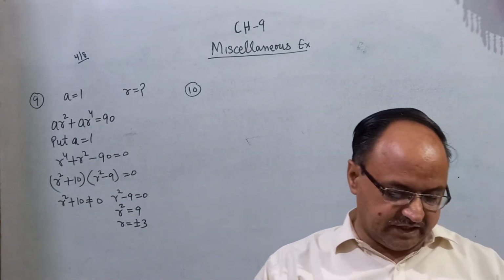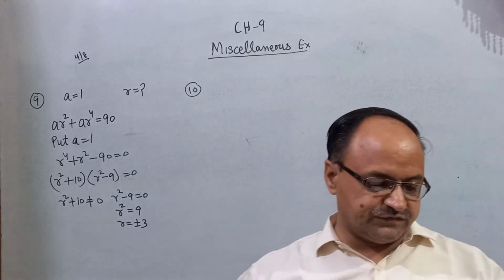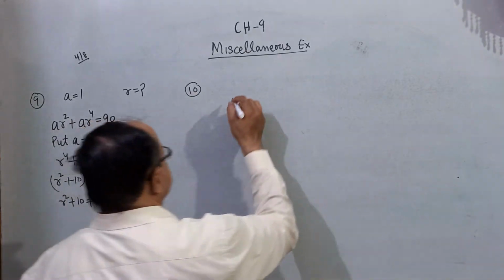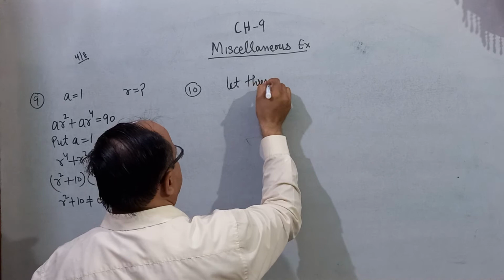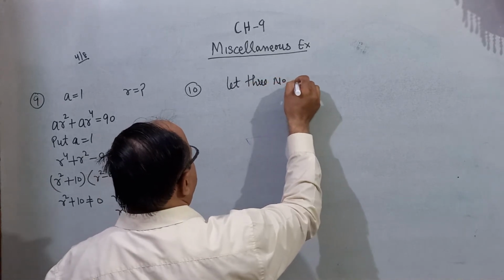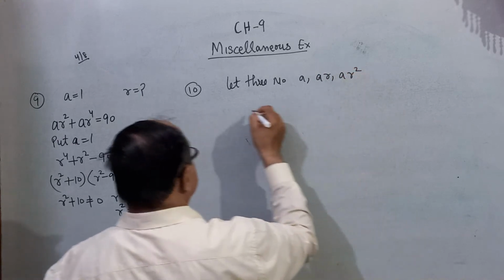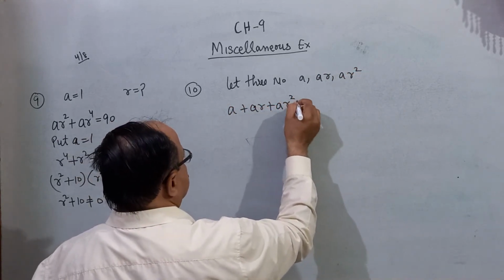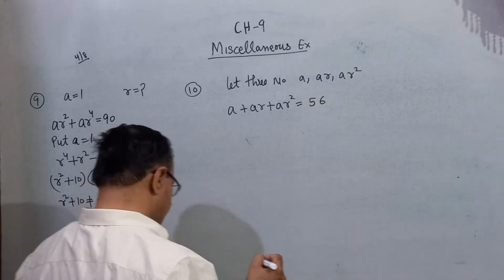Now we solve question number 10. The 10th is a very important question. The sum of 3 numbers in GP. Let the 3 numbers in GP be a, ar, ar^2. And their sum is given as 56.